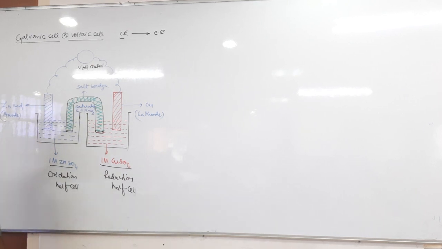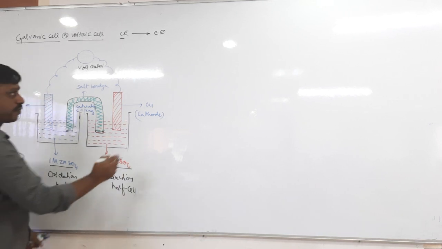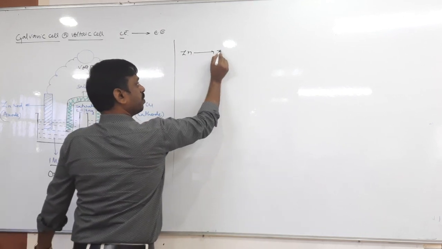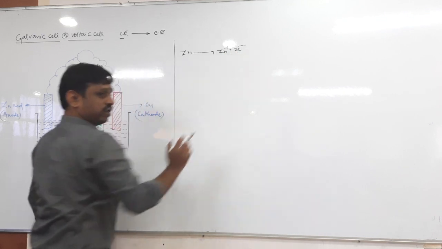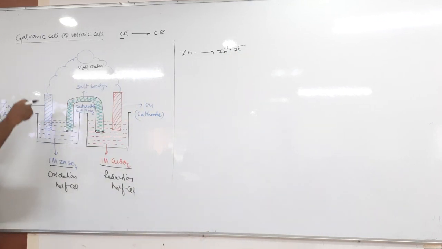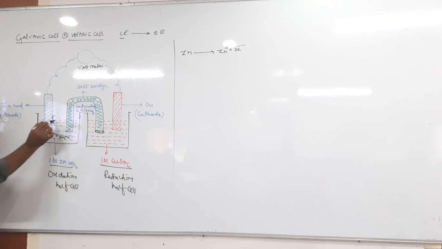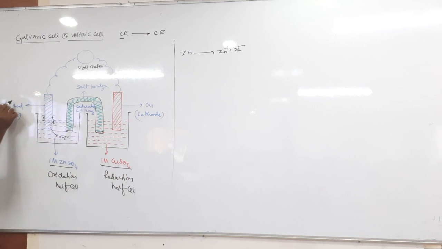Next, what is the working of Daniell cell? See, in Daniell cell, the zinc rod is placed in zinc sulfate solution. Therefore the zinc rod undergoes oxidation. It gives rise to Zn2+ and 2 electrons. Those Zn2+ ions enter into the solution, and electrons are left behind on the zinc rod, therefore it gets a negative charge.